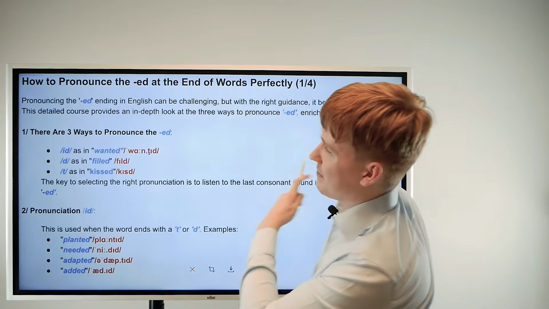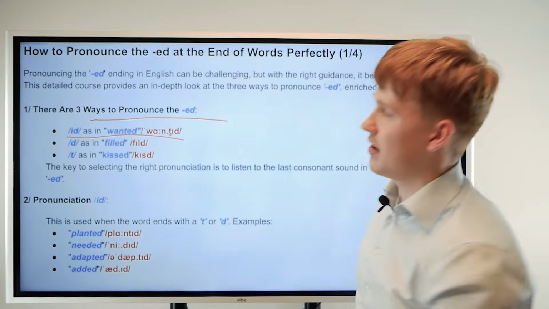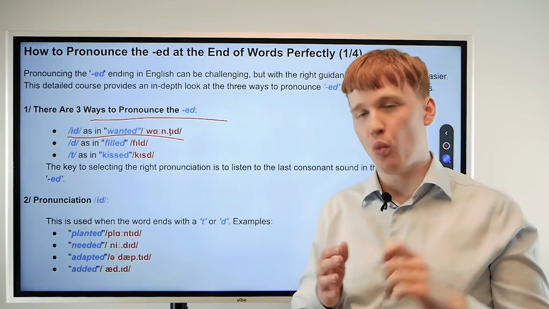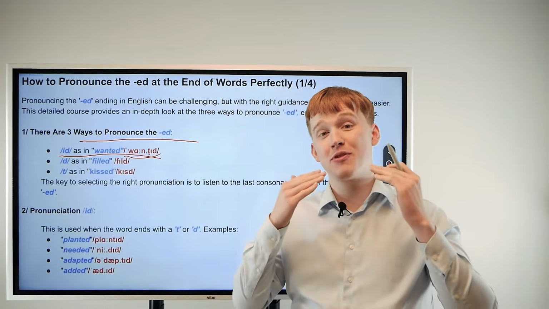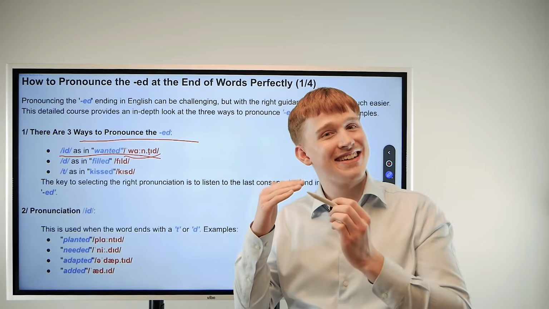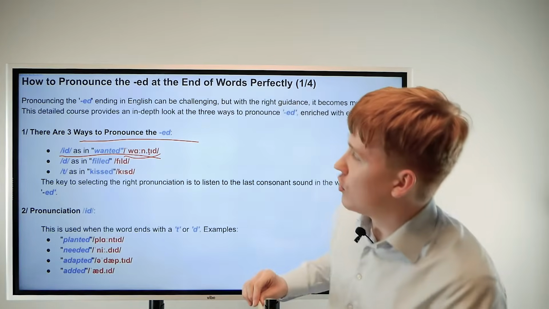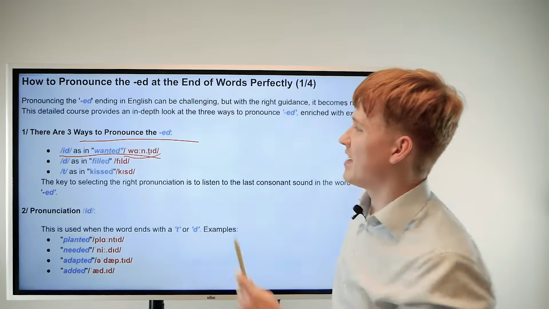So, firstly, let's have a look at this. The id sound, we have wanted. Wanted. Can you repeat that? Wanted. It's very important that you pronounce the id at the end. So, wanted. Not want, not wand. It's wanted. There we go.